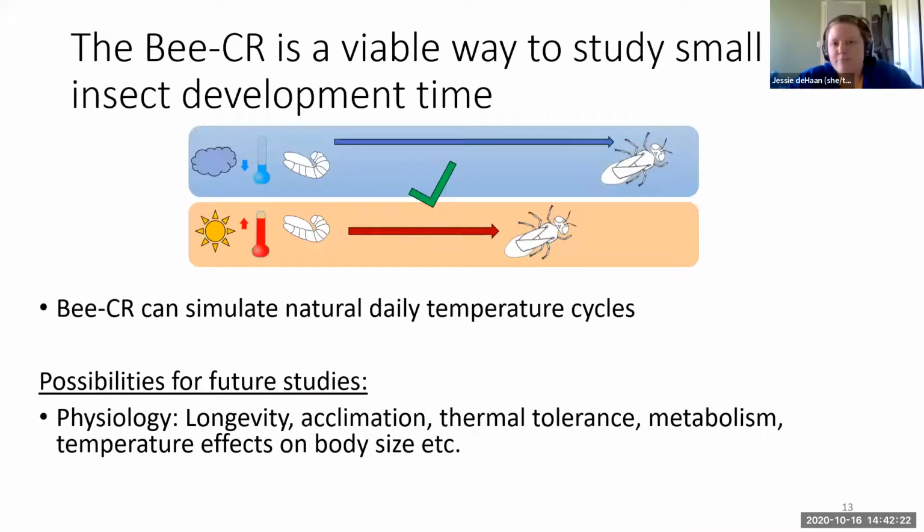To conclude, bees can survive inside the BCR machine long enough to complete development, and we saw that it's a viable solution to studying the effects of temperature on small insect development time. The added benefit of the BCR is that it can simulate the natural daily temperature fluctuations that occur in a nest. The BCR can also be used to investigate other temperature or physiological relationships, such as longevity, acclimation, thermal tolerance, metabolism, and temperature effects on body size.